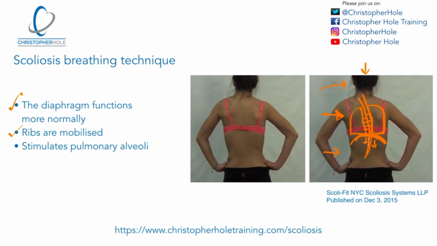So on this more curved side here, these ribs will start spreading apart. What this will then do is stimulate the pulmonary alveoli.